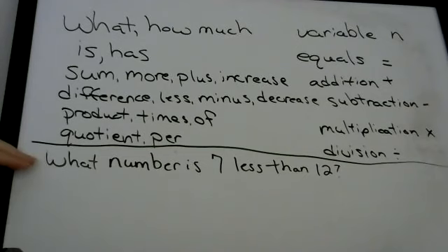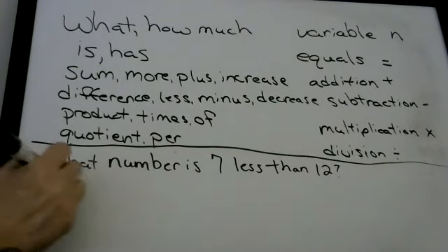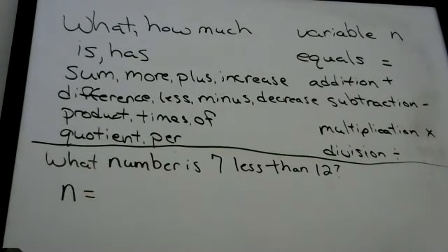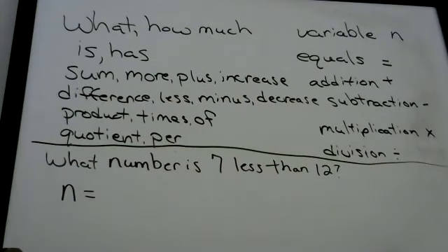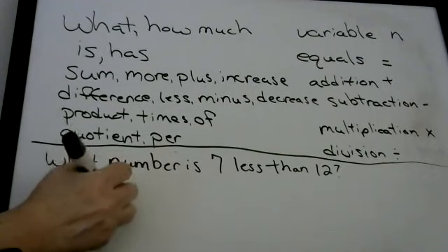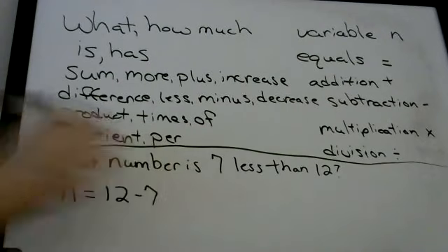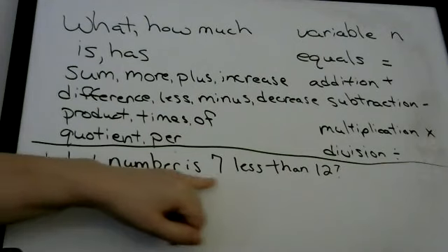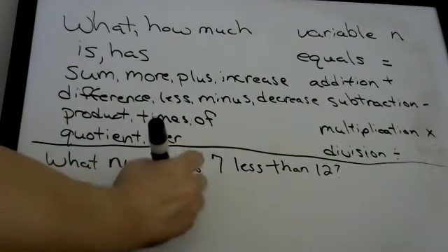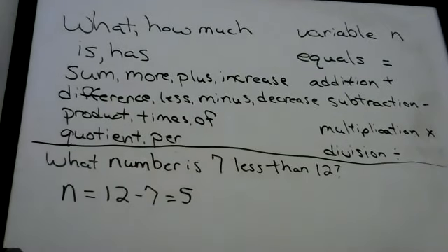Here's another one. What number is 7 less than 12? So we're going to do some sort of subtraction. If you think about it, 7 less than 12, so 7 fewer than 12, we're going to subtract off 7 from 12. So the subtraction is going to be 12 minus 7. So what number is 7 less than 12? It's just 12 minus 7, or 5.